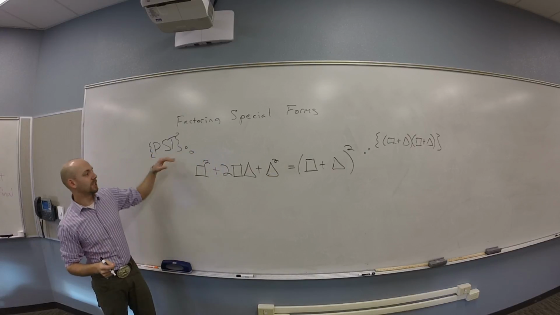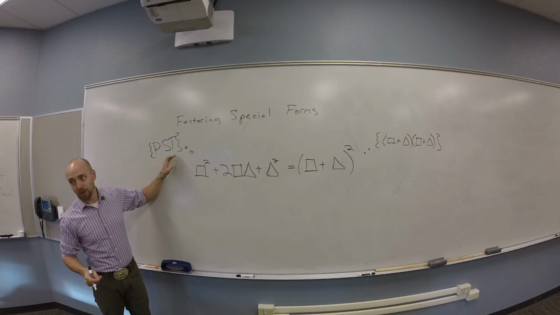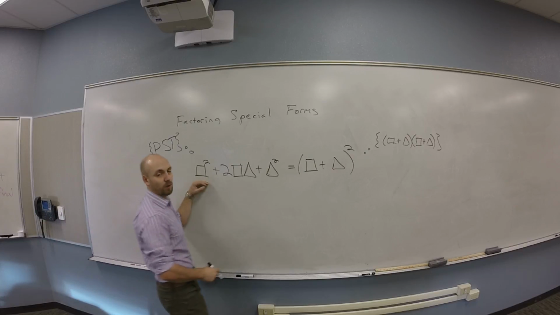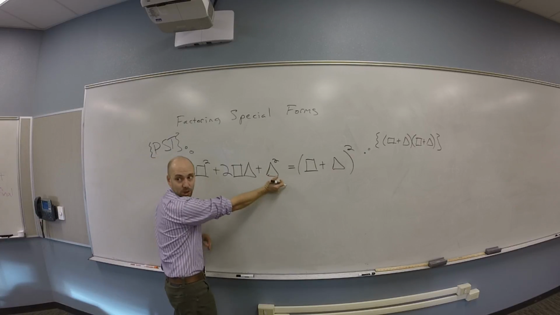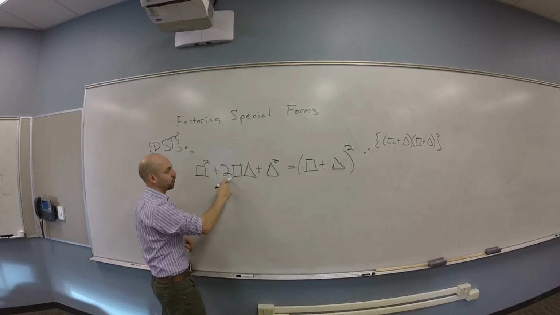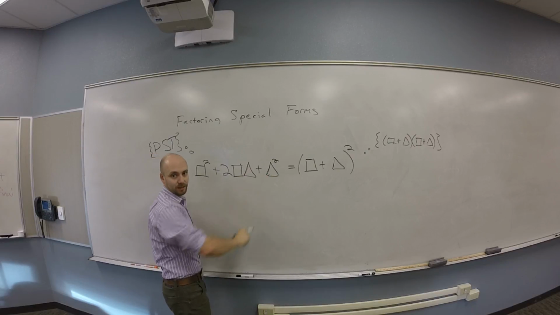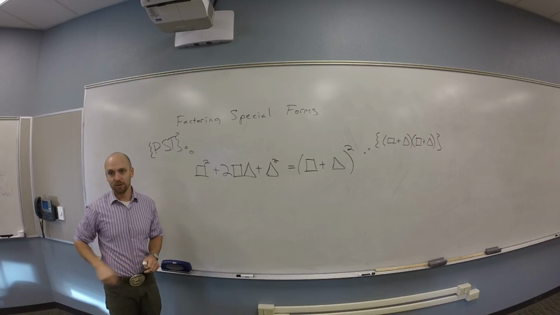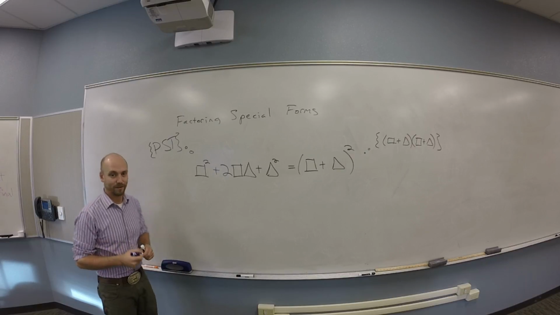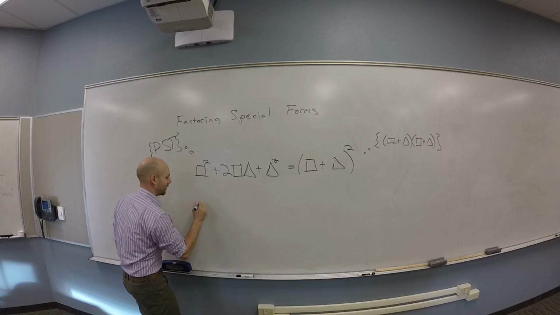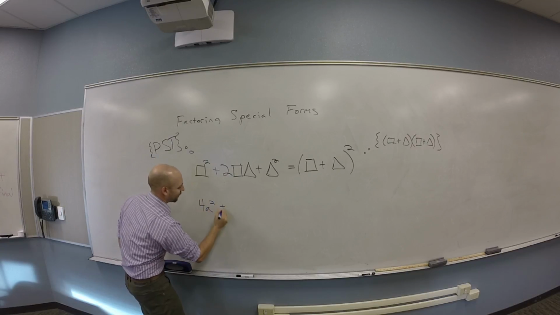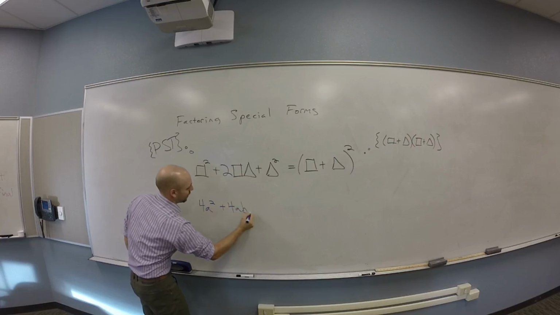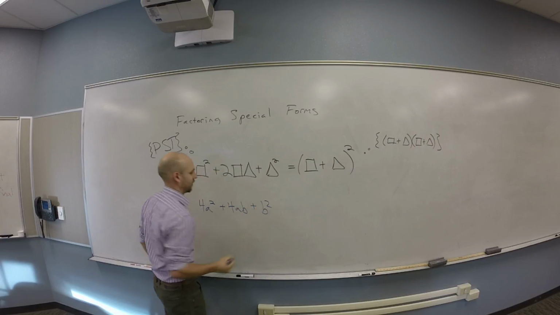So this is what a perfect square trinomial looks like. It looks like something squared on one end, something else squared on the other end, and 2 of the first thing times the second thing. You guys cool with this? You want an example? Okay. Easy example, medium example: 4a squared plus 4ab plus b squared.